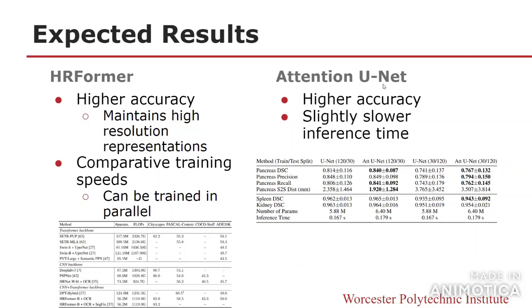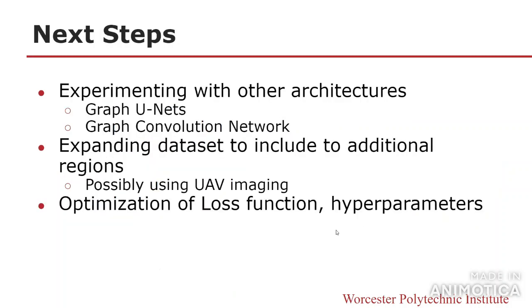For the attention unit, we also expect higher accuracy than the baseline model, but a slightly slower inference time. You can see here results from the Oktay paper on segmentation for different organs. The attention unit performs just as good or better than the standard U-Net, with only a slightly slower inference time.